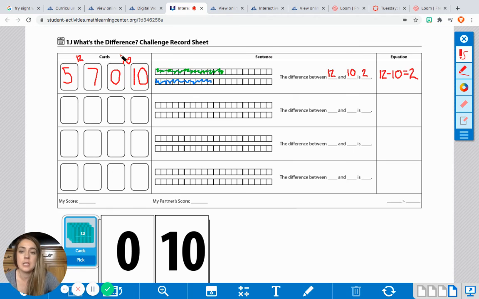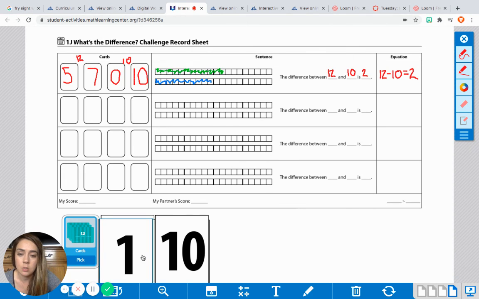Now I'm going to pretend to be this partner too, just so that you can see it one more time. And you can do it too, like if you don't have a partner to play with or if you just want extra practice, you can do all these yourself. So then I would move on. I'm still picking 4 cards.